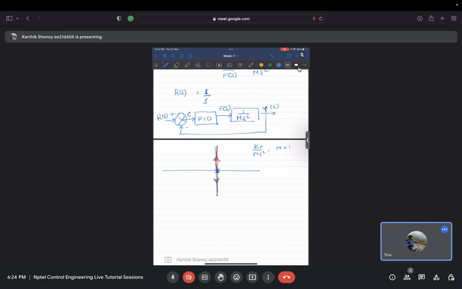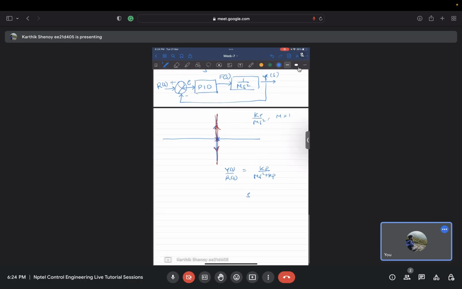What is the closed loop transfer function? So closed loop Y of S by R of S is equal to Kp by m s square plus Kp. So where are the poles located? S square, sorry, m was equal to 1. So S square is minus Kp, S equal to plus or minus j root Kp. So this will be my oscillating frequency, omega n, correct? Because there is no damping in this, it will keep oscillating.